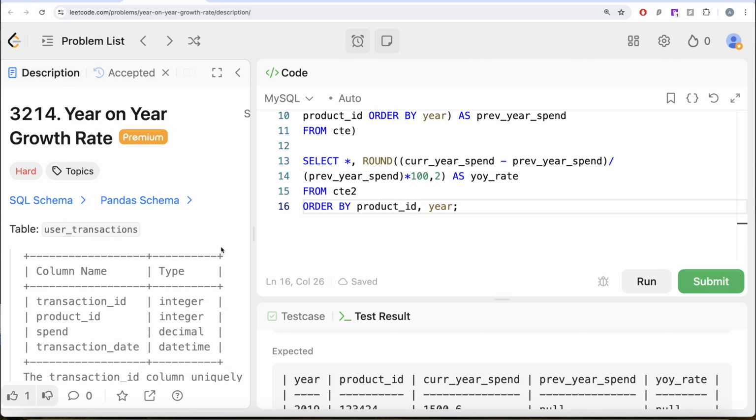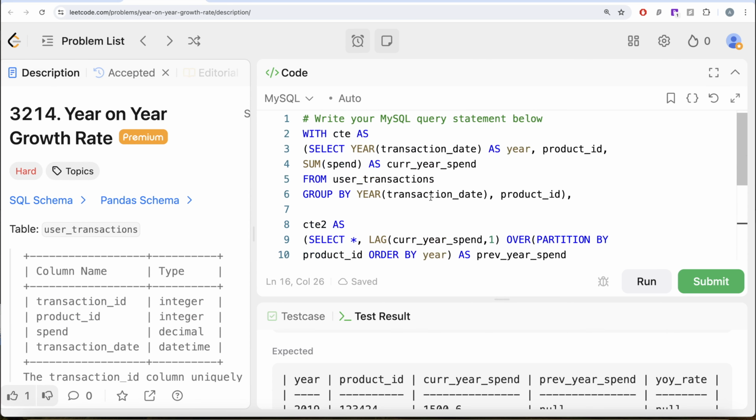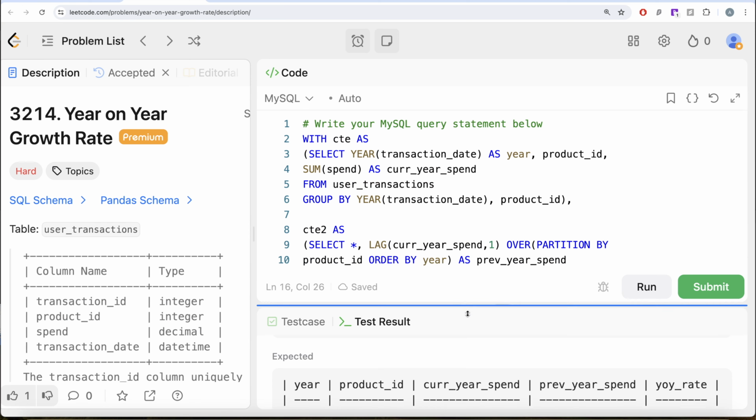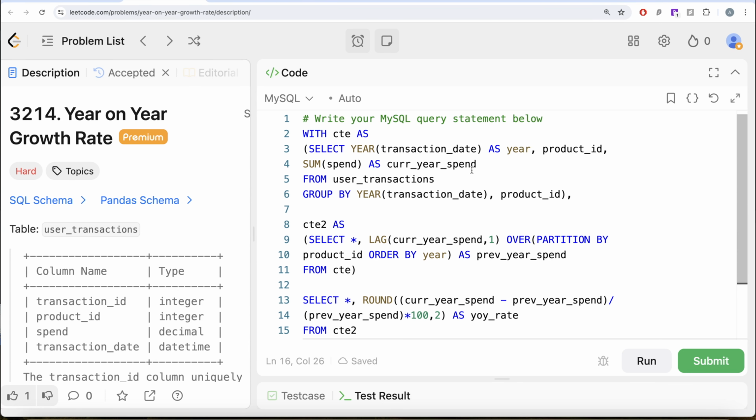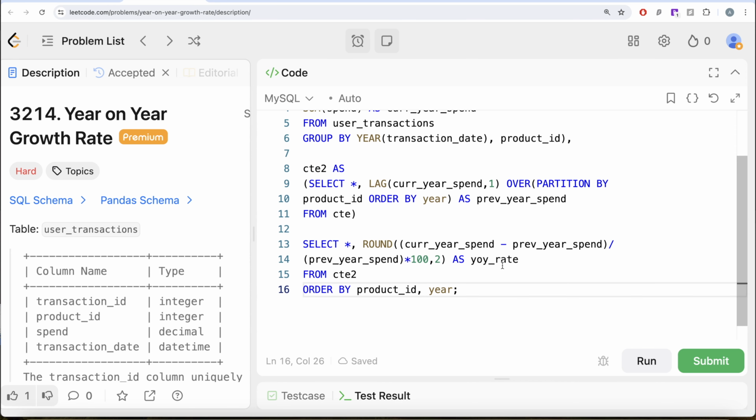So yes, tricky question. What we basically had to do was, firstly, we found out that for every particular year and product ID, what is the current year spend? Then we used the current year spend column to get a lag of 1 year, that is previous year spend. Once we had the current year spend and the previous year spend of every product for every year, then we simply calculated the year over year growth rate. So yeah, this is how we do it.